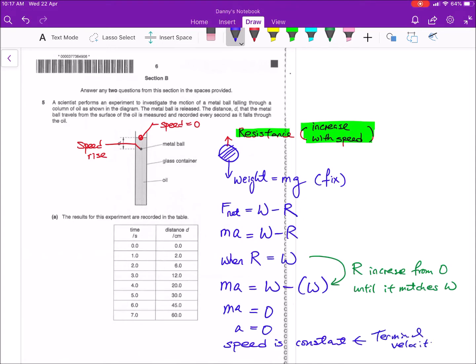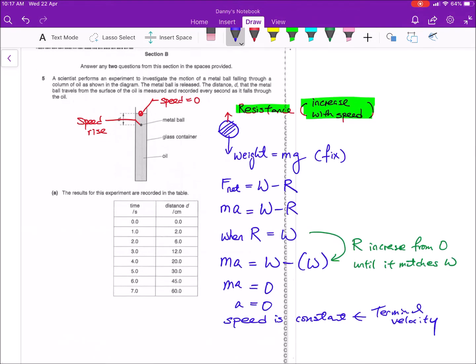So basically, this question is to test whether you understand there are two forces acting on the object. One of them is the weight, which is fixed, and the other opposing force will increase with the speed. And when the resistance becomes so large that it is equal to the weight, then acceleration will become 0 and your speed is constant. Okay, so that is the backstory of this question.